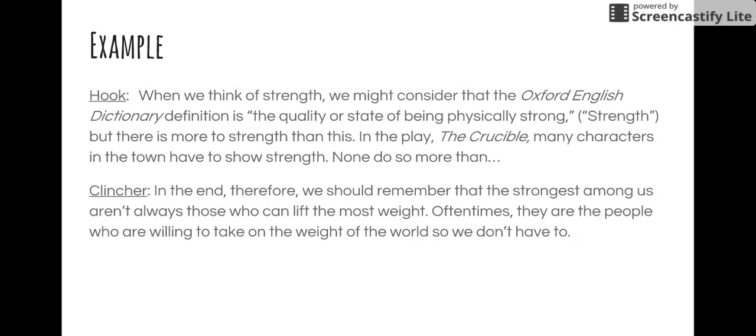Here's an example. This was one of the hooks that we talked about at the first PowerPoint, thinking about strength and using the Oxford English Dictionary. In my clincher, I'm going to refer back to that definition, but add on to it. So my clincher says, in the end, therefore, we should remember that the strongest among us aren't always those who can lift the most weight. Oftentimes, they are the people who are willing to take on the weight of the world, so we don't have to.